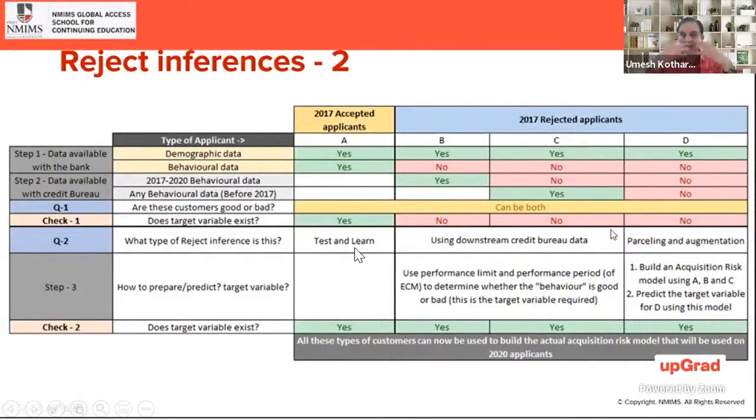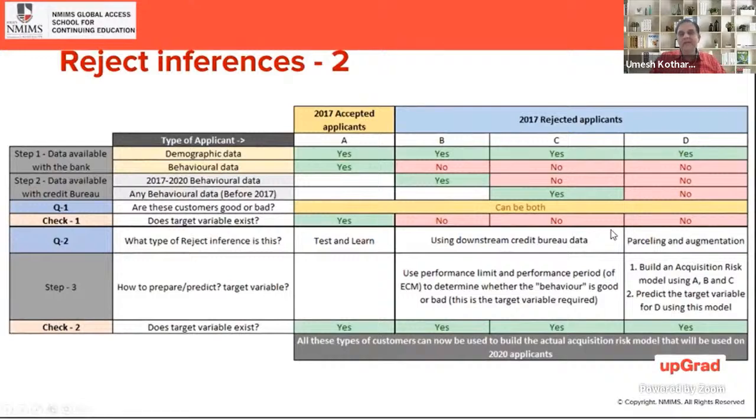So in the first case, what we've got is a test and learn approach, because we have nice demographic and behavioral segment data for this particular set of people, and we have invested in this, and therefore we were able to do what we had to do. In the case of B and C, we have used the past behavior data, not necessarily from us, but from the credit bureau, and in some cases before 2017 data. So that has helped us to put together downstream credit bureau data, and that is what we have done.